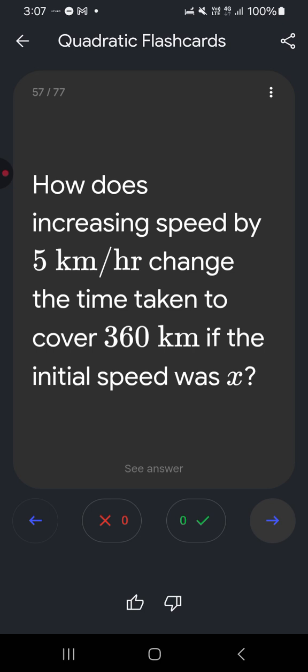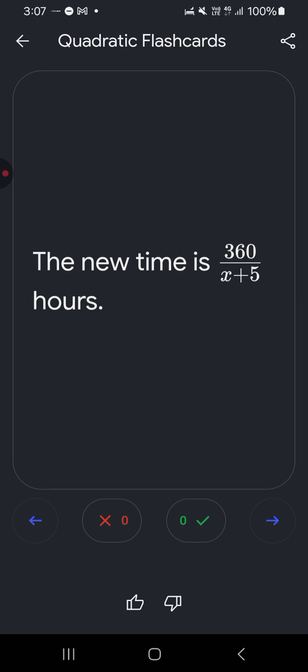How does increasing speed by 5 km per hour change the time taken to cover 360 km if the initial speed was x? The new time is 360 upon x plus 5 hours.